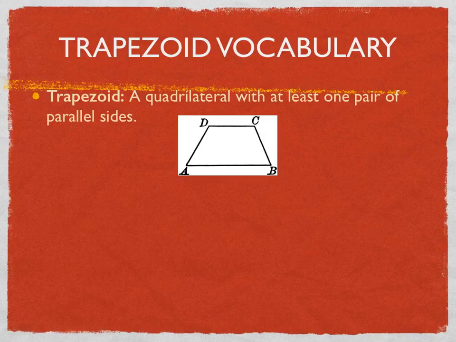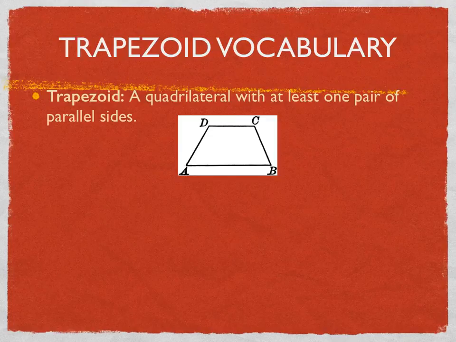The reason we say at least one pair is because if it was just one pair, then we would break our hierarchy. I couldn't go to a parallelogram where I get the second pair. So we say at least one pair so that we still have that hierarchy. We don't break that apart.